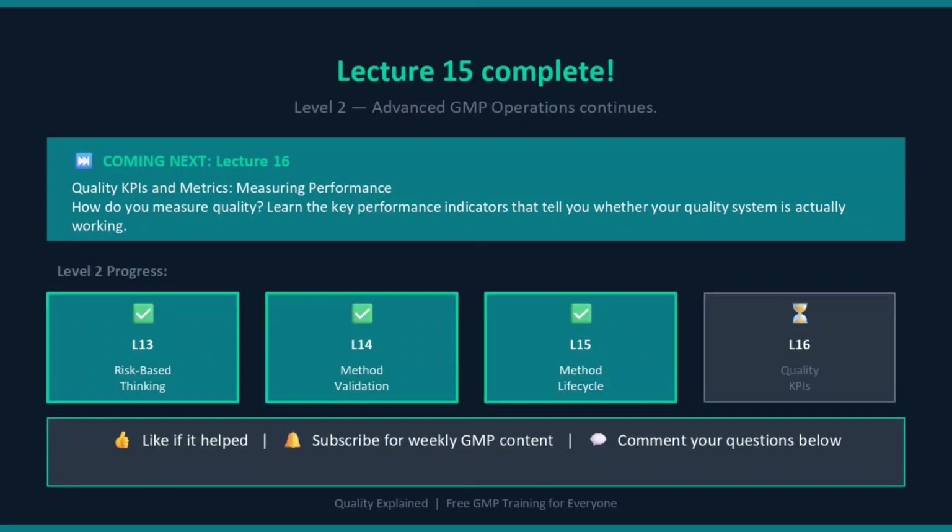Coming next in Lecture 16, we look at quality KPIs and metrics. How do you actually measure whether your quality system is working? What numbers matter? What do you track? How do you present performance to management and regulators? That lecture will give you a practical set of tools for measuring quality performance.